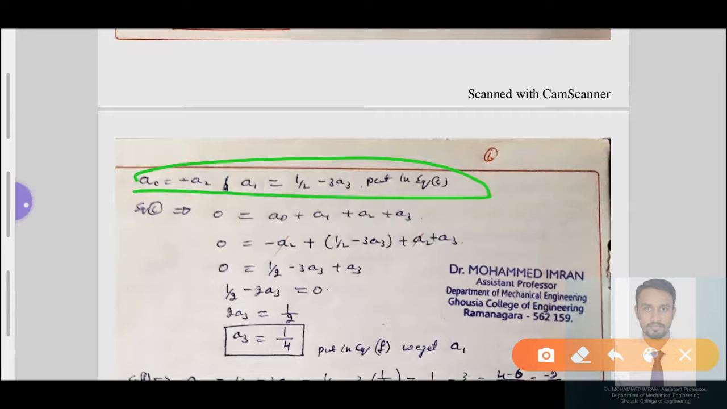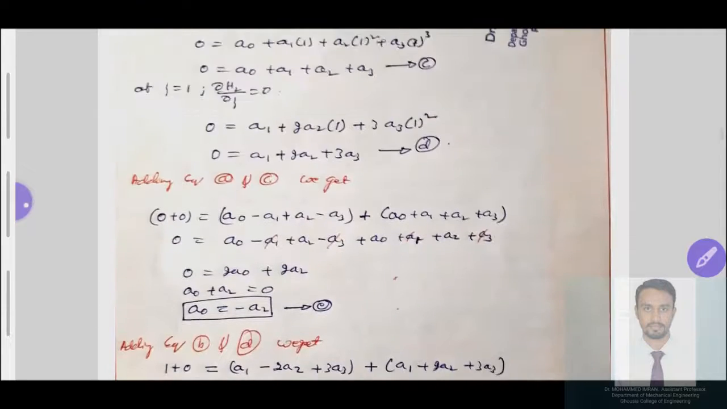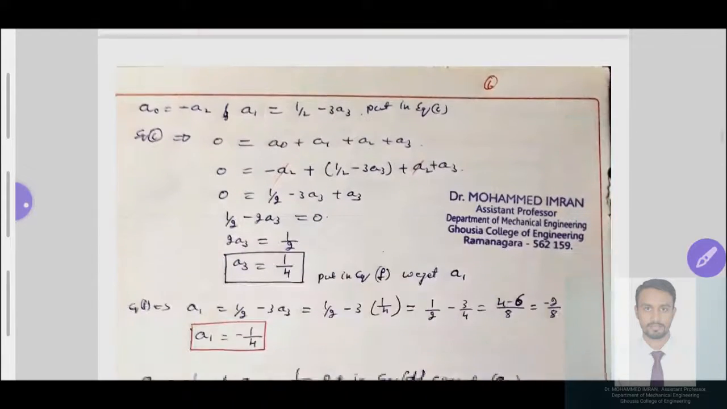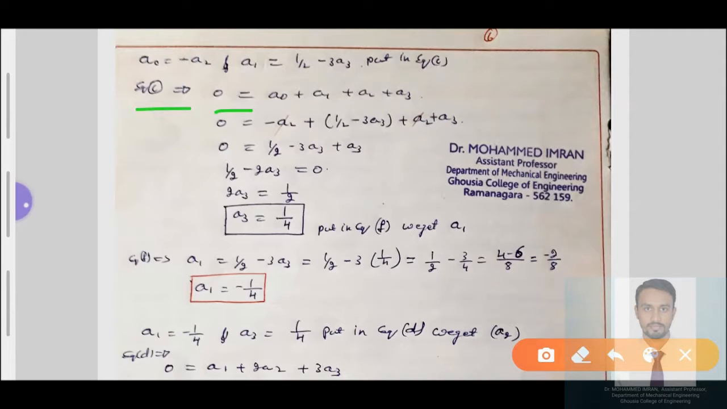Substituting in the equation number C, we get one of the values. What is the equation number C here? 0 is equal to a0 plus a1 plus a2 plus a3. I'll substitute the values here. Here equation number C is 0 is equal to a0 plus a1 plus a2 plus a3. We have a0 is equal to minus a2, and a1 is equal to half minus 3a3. a2 and a3 remain as they are. Minus a2 plus a2 will get cancelled. This equation yields only one unknown.